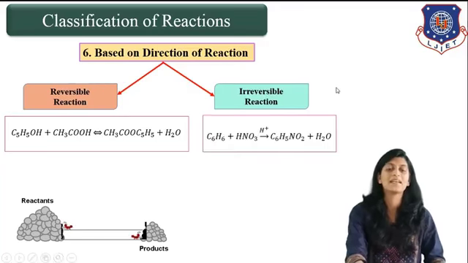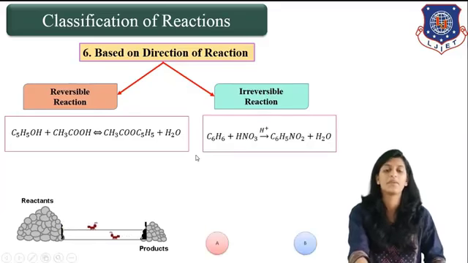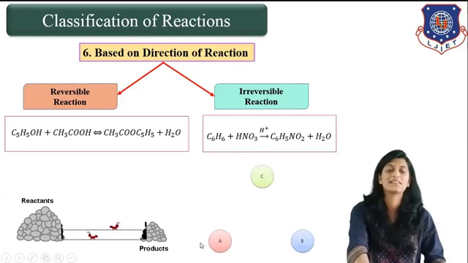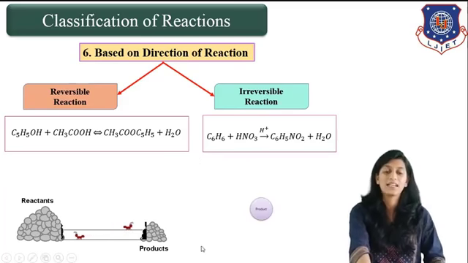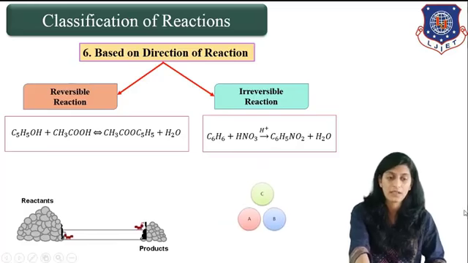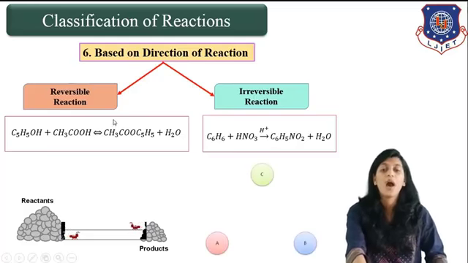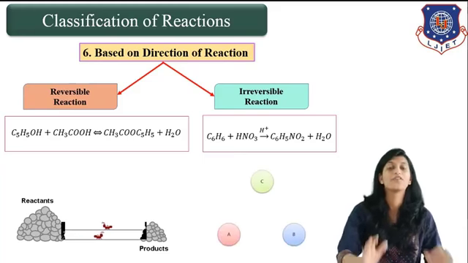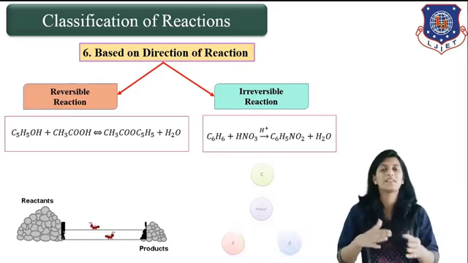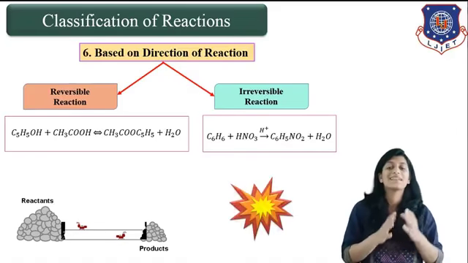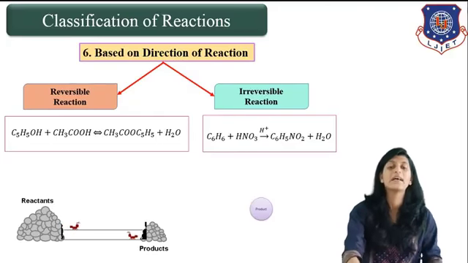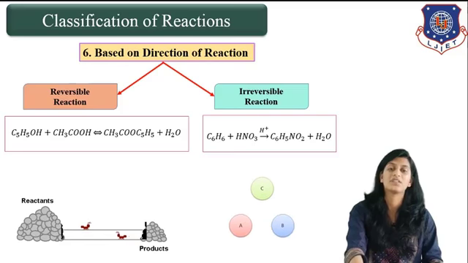The second category is irreversible reaction, where there is only a forward reaction and no backward reaction taking place. As you can see here, three different moles, A, B and C, react with each other to form the final product. So this is how we classify based on the direction of reaction. If the reaction takes place in both ways, forward and backward, it is termed a reversible reaction, and if it takes place only in the forward direction, it is termed an irreversible reaction.